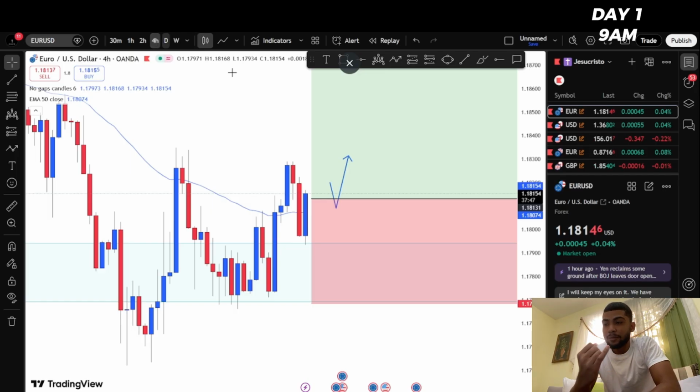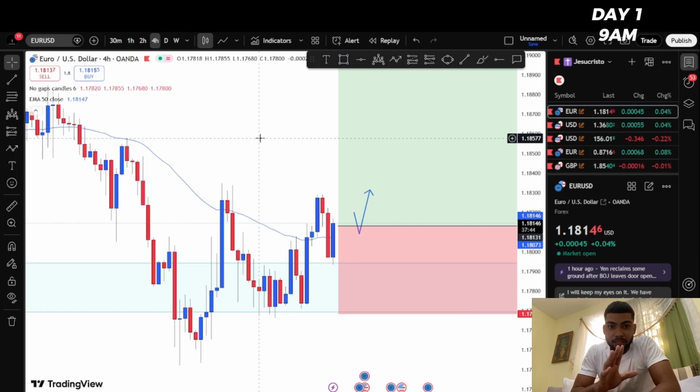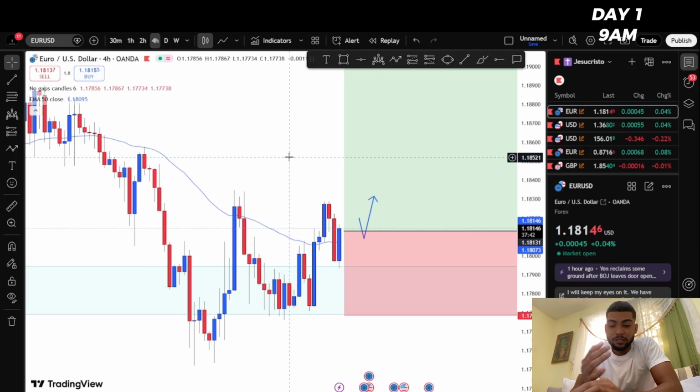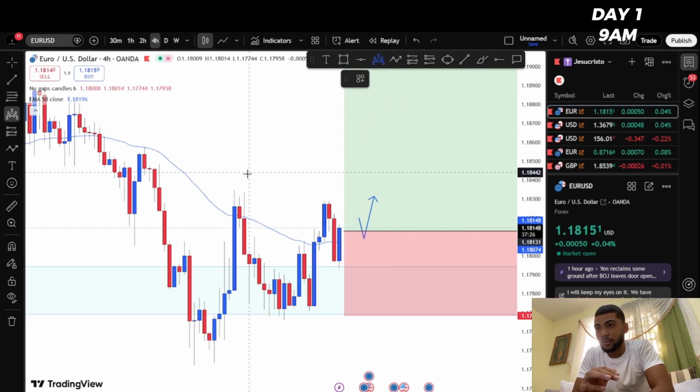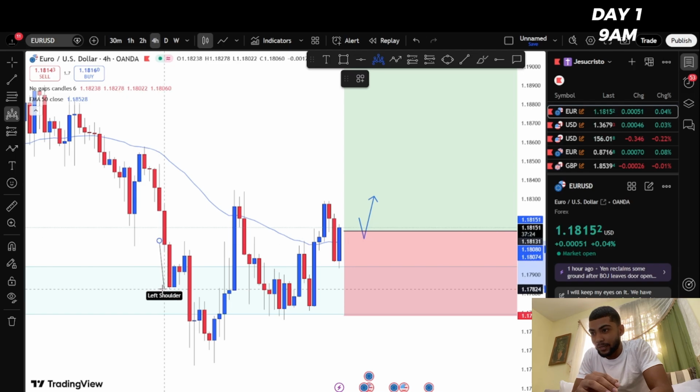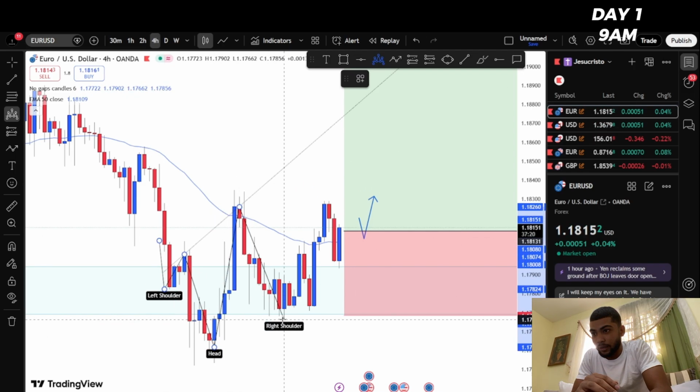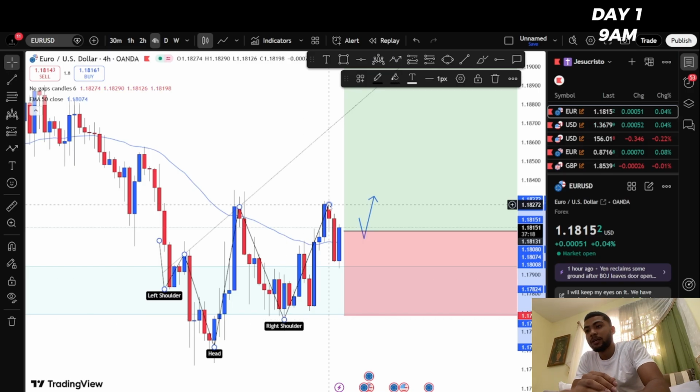I have a checklist, and my checklist consists of trend, area of interest, entry signal, and pattern. A pattern is what I call, not what I call because this was not created by me, but it's the head and shoulders. The head and shoulders consist of this: a left shoulder, a head, and a right shoulder.